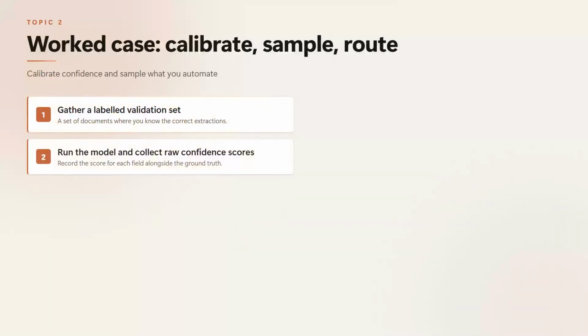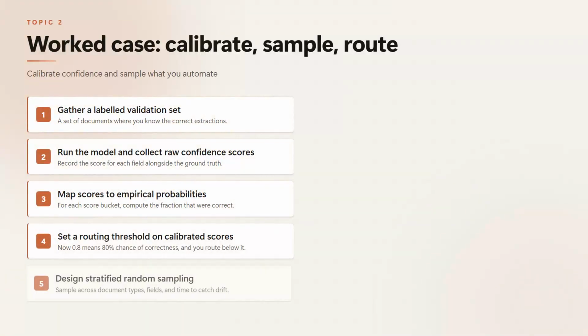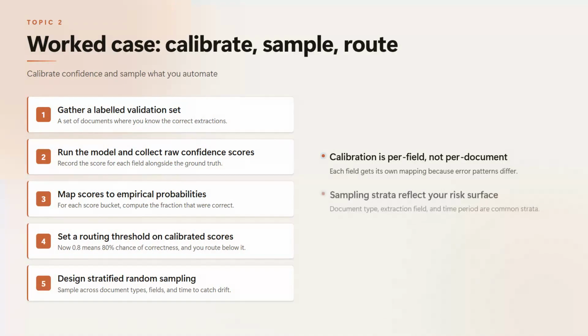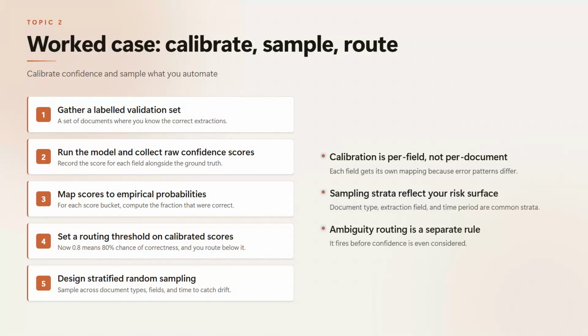Take a document extraction pipeline. You have a validation set of 500 documents with known correct values for each field. You run the model and get raw confidence scores. For the total amount field, scores range from 0.6 to 0.99. You bucket them and find that in the 0.9 to 0.95 bucket, only 82% of extractions were correct. That raw 0.94 is not a 94% chance, it is an 82% chance.